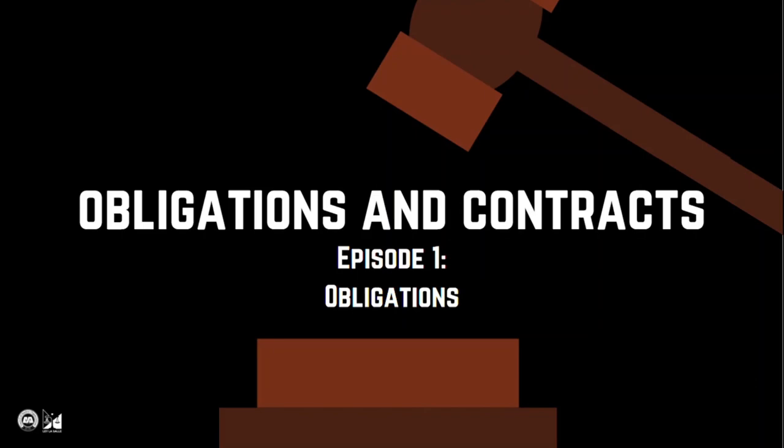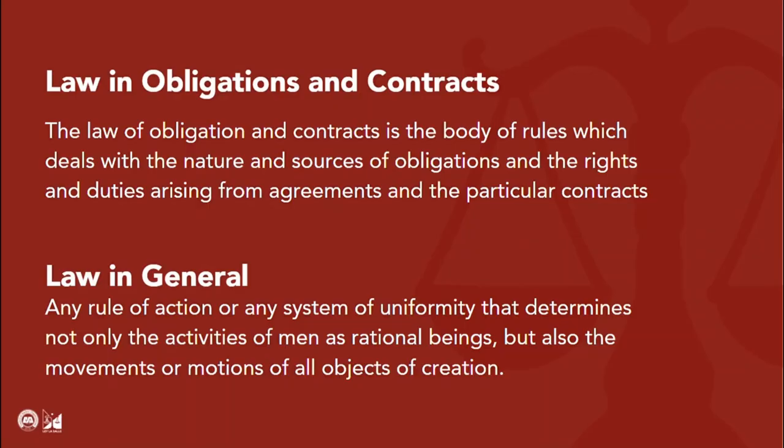Now, what is law and obligations and contracts? The law of obligation and contracts is the body of rules which deals with the nature and sources of obligations and the rights and duties arising from agreements and the particular contracts.